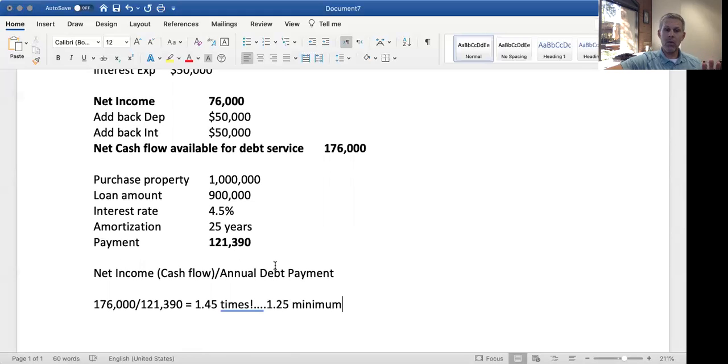Then you find out their new loan payment that they want to do based upon the terms and conditions. Find that annual payment, and you divide the net available cash flow for debt service by the annual debt payment. That will give you, my friends, the debt service coverage ratio. So that is our education for what is called a DSCR, or debt service coverage ratio.